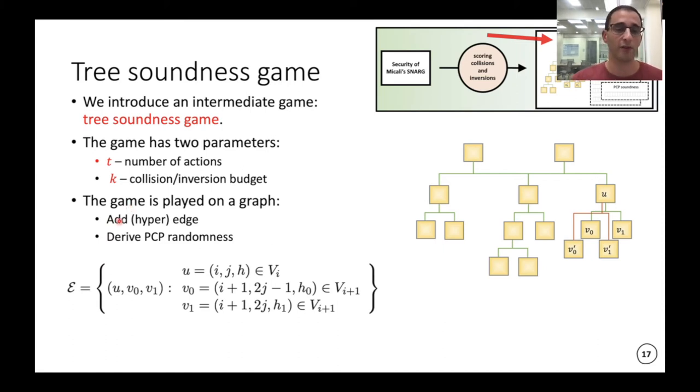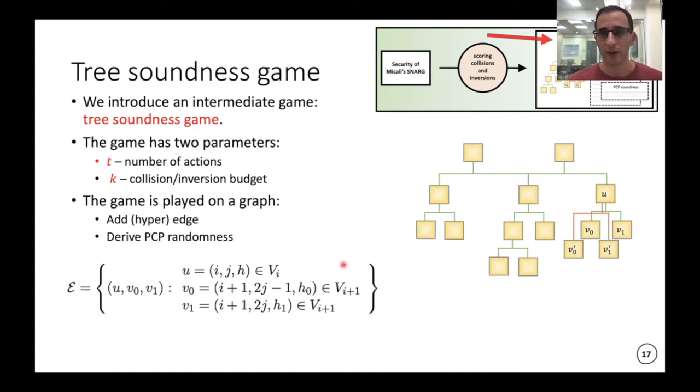And you have this infinite loop where the prover can choose one of two actions. The first one is adding an edge. The second one is deriving PCP randomness. We're going to see this in a second. Every time he chooses an action, the budget T decreases by one, and when we get to zero, we stop. So what is this graph? The graph already contains all possible nodes. And what the cheating prover can do, he can add edges from this set. So this is the complete set of edges, and you can choose one and add it to the graph.